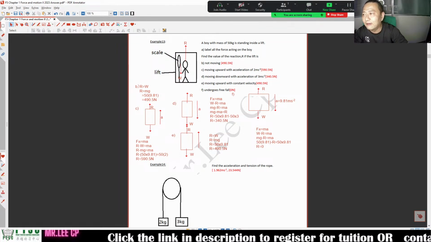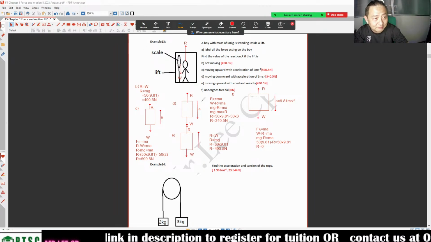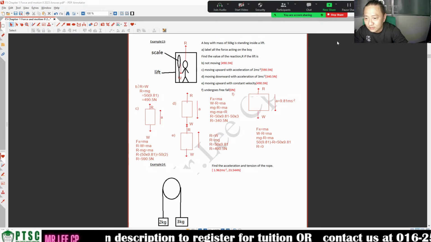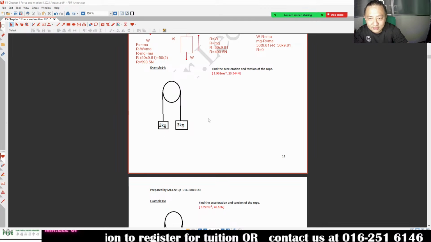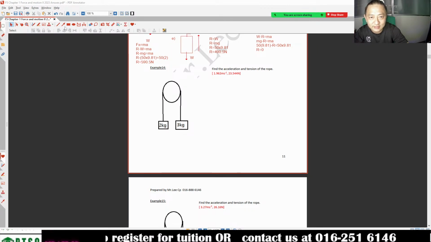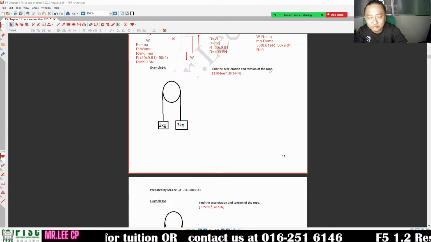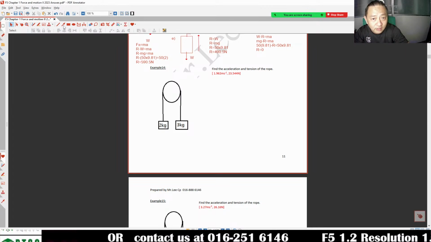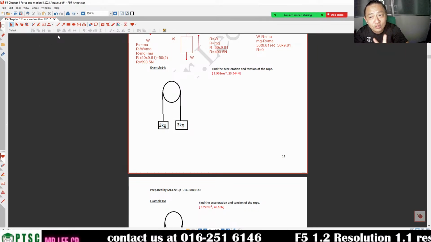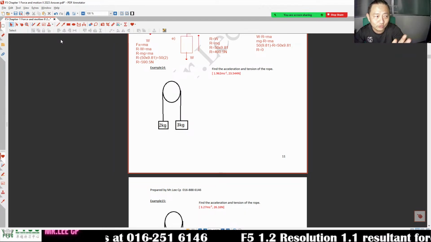Okay. Now, all right. This is one of the examples. Very easy example. So we are going to do the second example. We are going to see this kind of question. Now, find the acceleration and tension of the rod. First of all, the question is not asking you how to label, but you need to learn how to label it.